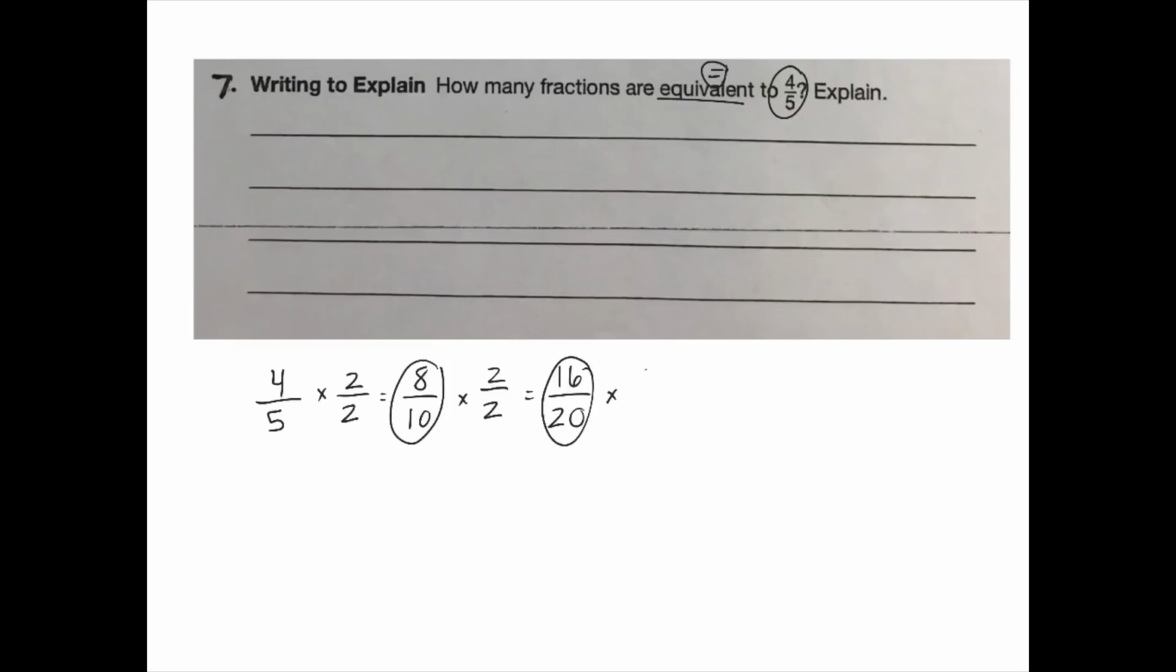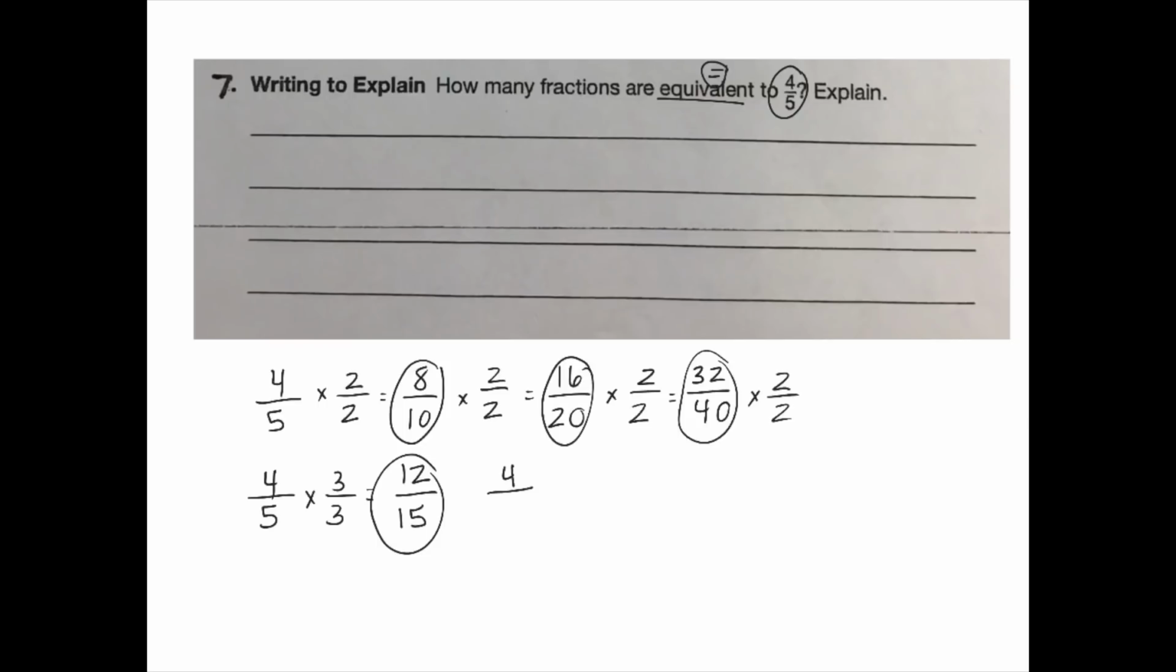I could multiply that by 2 over 2 and get 32/40, and that's an equivalent fraction. And I could keep going again and again and again and multiply that by 2 over 2. Maybe I don't feel like multiplying by 2 over 2. Maybe I want to come back to my original fraction, 4/5, and maybe I want to multiply it by 3 over 3. And I could get an equivalent fraction of 12/15. Maybe I don't want to multiply by 3 over 3. Maybe I want to do 4/5 times 5 over 5 and get 20/25. That would be an equivalent fraction.